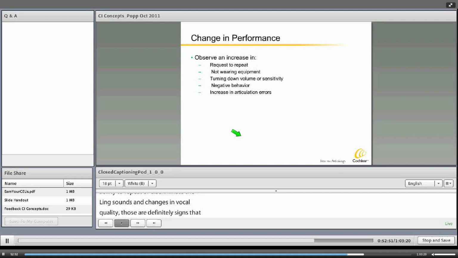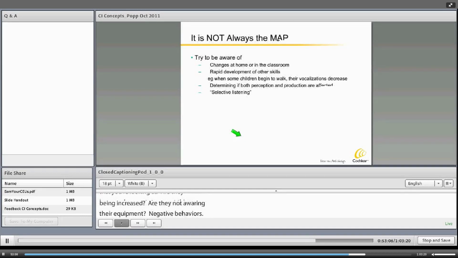If you observe changes in performance, a decrease in their responsiveness, their speech becoming slurry, they have lost the ability to repeat or discriminate the Ling sounds, or changes in vocal quality, those are definitely signs that there may be something going on. You're also looking at: are requests to repeat things increasing? Are they not wearing their equipment? Negative behaviors are typical kinds of changes in performance that you would be observing.